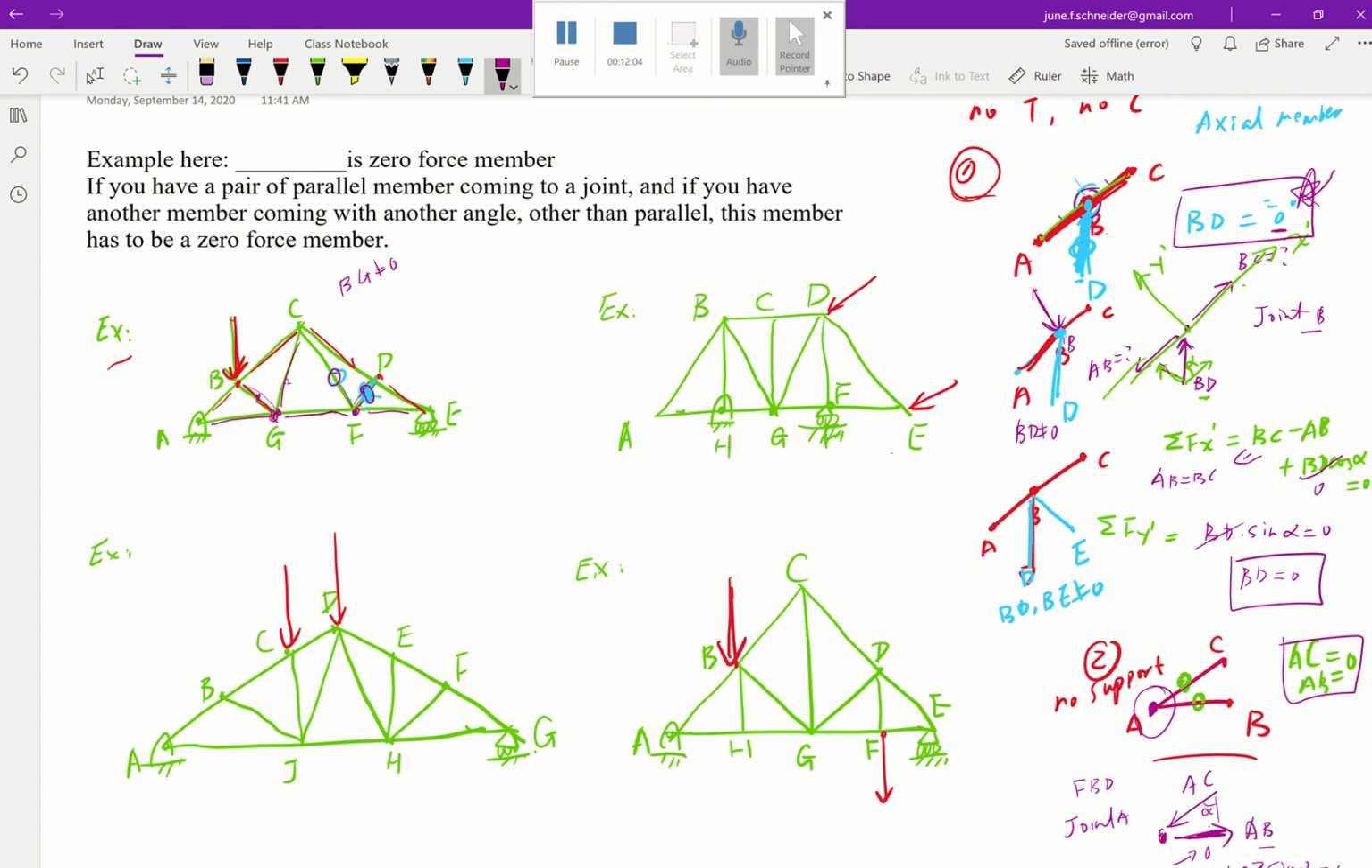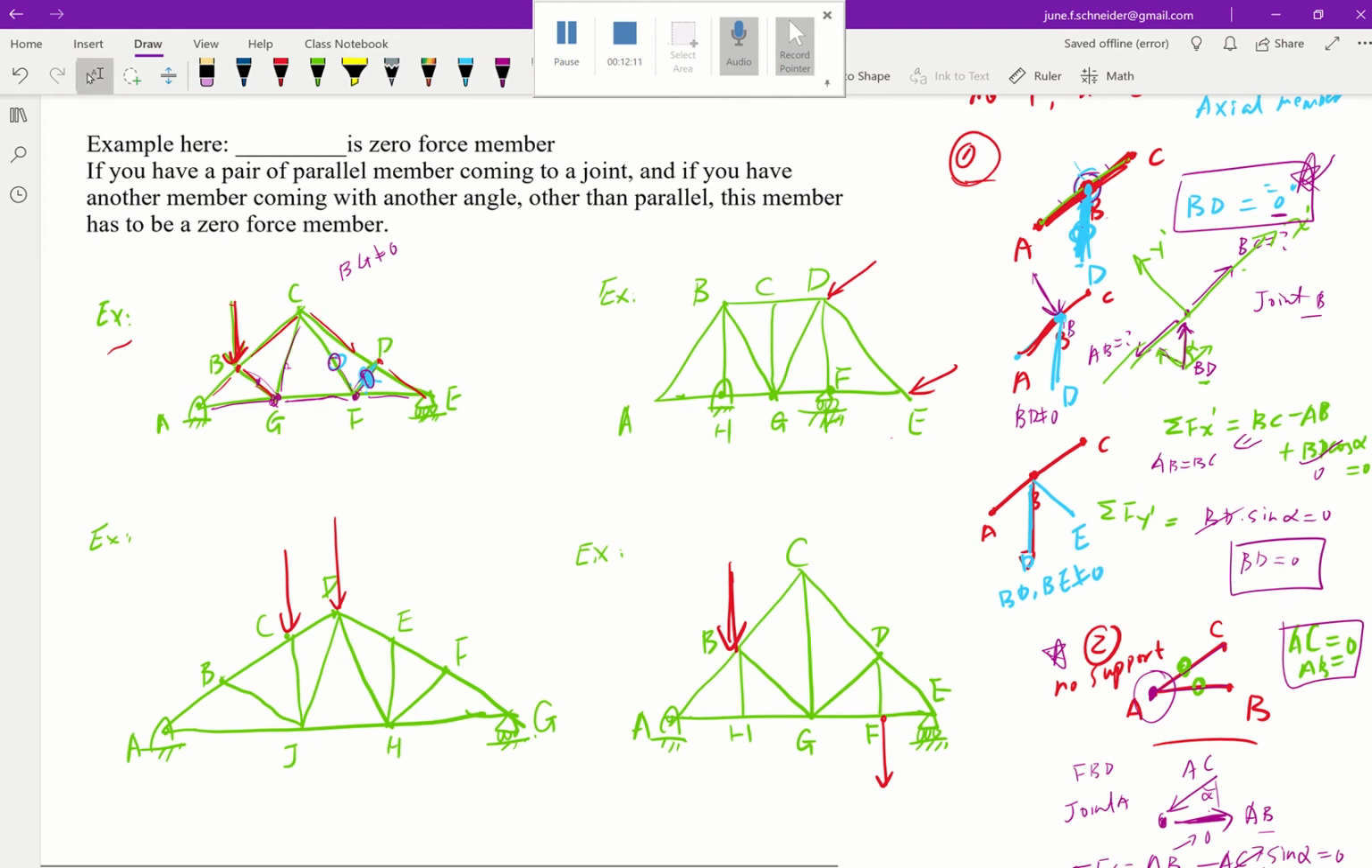In this example, do you see any overhang? Overhang like the presentation we had for example 2 here, right? AB and AH are overhang, and there's no support. Perfect example, both of them are zero force members.